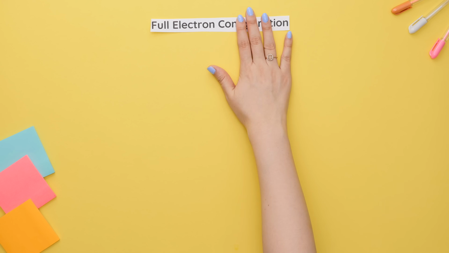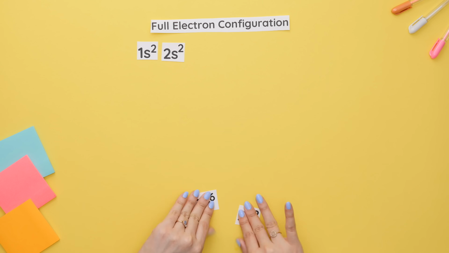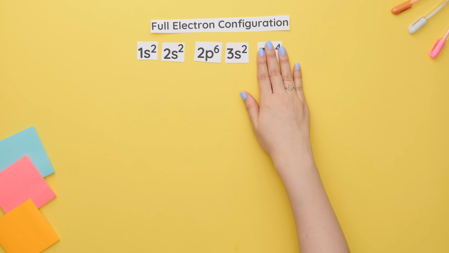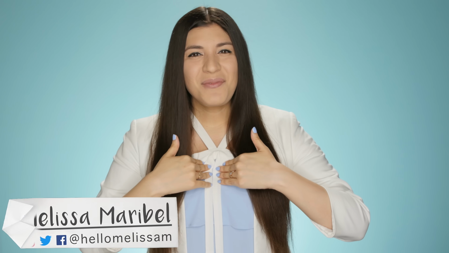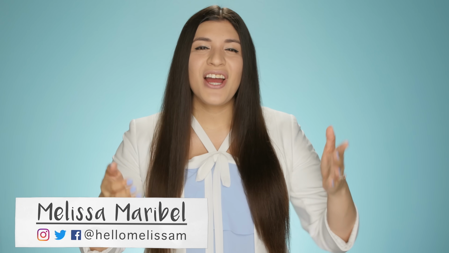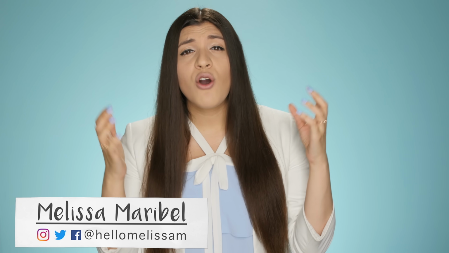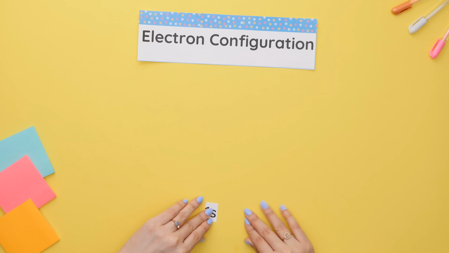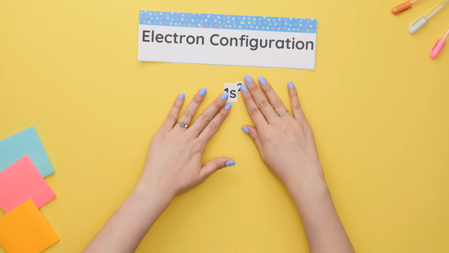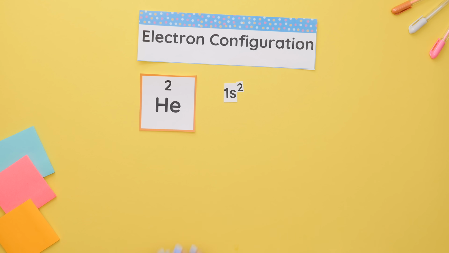We'll go over the two different ways to write the electron configuration, but don't worry, I'll go over everything step by step. Hello everyone, I'm Melissa Maribel, your personal tutor, and here's what you really need to know for electron configuration. Electron configuration helps us see how electrons are arranged in atomic orbitals for a specific element.